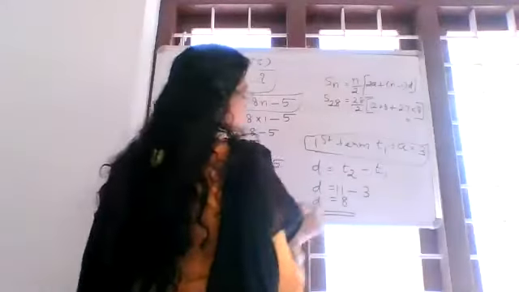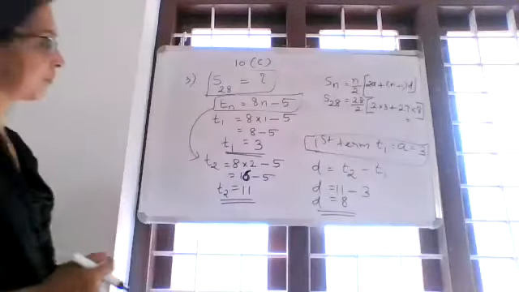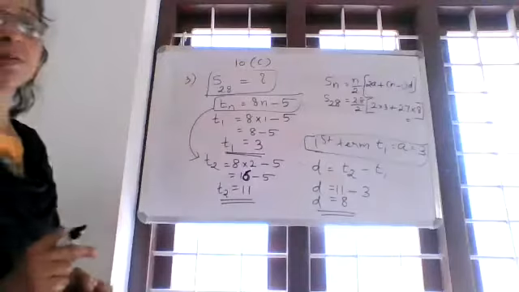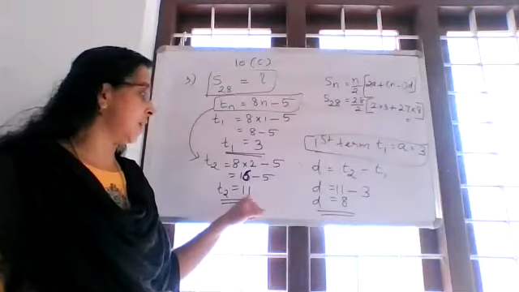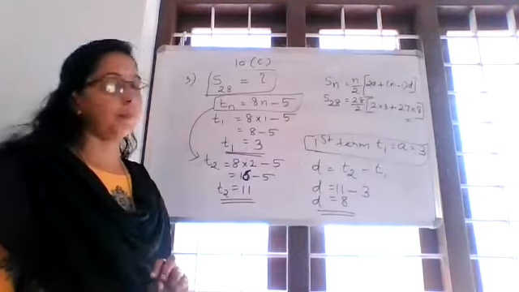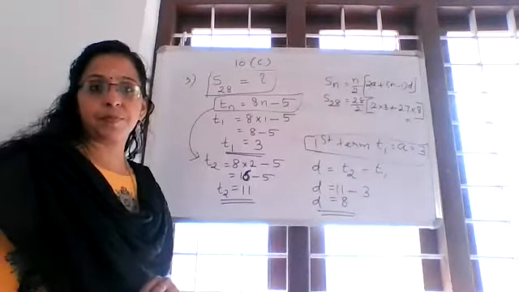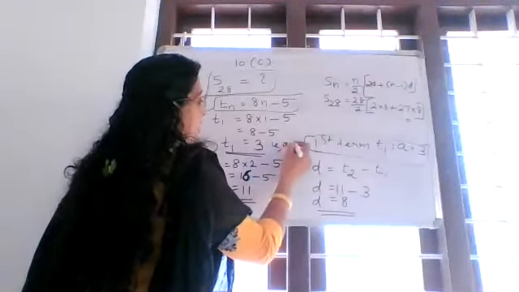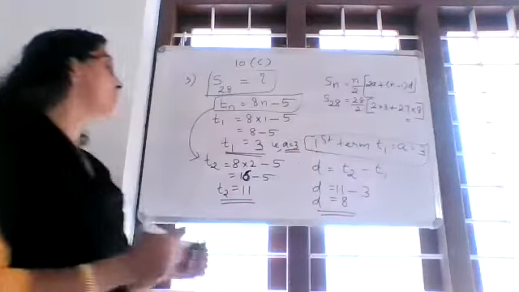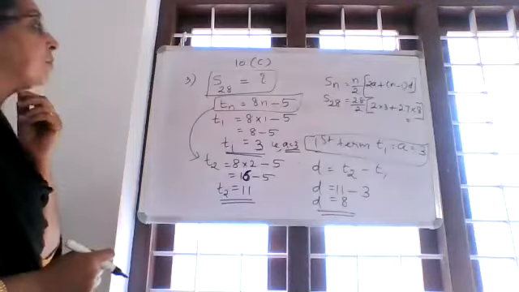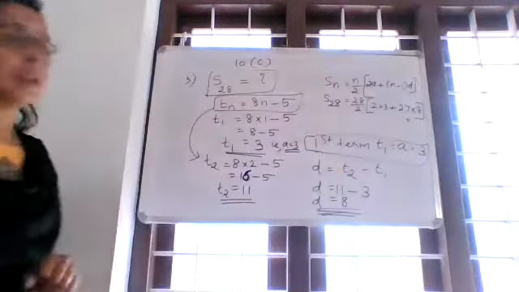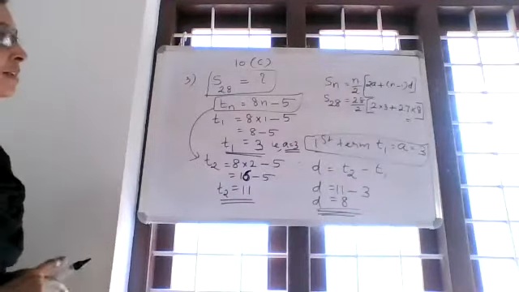Therefore, the common difference D is equal to T2 minus T1, that is second term minus the first term. So 11 minus 3 is equal to 8. Completed. T1 is equal to 3 we wrote. That means T1 is A, that is A is equal to 3. We need A for substituting. So Sn is equal to the formula. After writing D is equal to 8, write down this formula: Sn is equal to n by 2 into 2a plus n minus 1 into d.